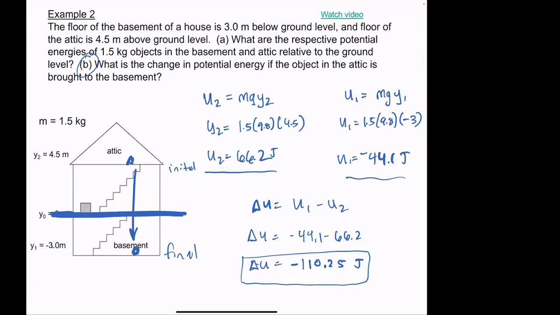So what does it mean when you do negative work? Negative work, remember, means that you're slowing something down. So in this case, we're lowering its potential. It has less potential in the basement than it does in the attic. So we're losing potential energy, so we'd be doing negative work on the object. Does that make sense?